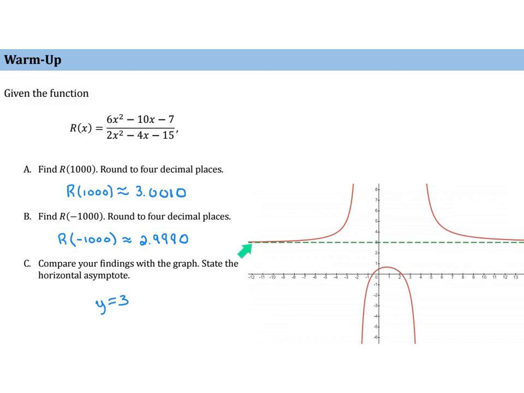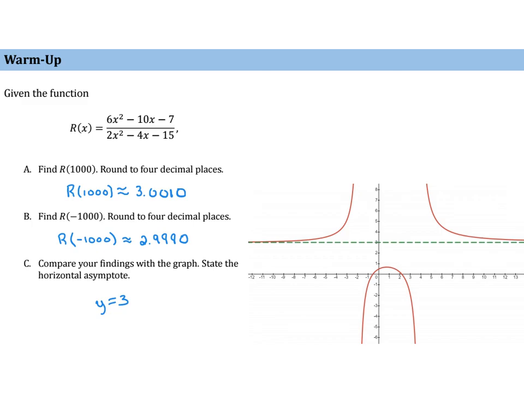So as x approaches negative infinity, as x gets more and more negative, we're approaching 3. And then likewise, as x approaches infinity, we're approaching 3. In some ways, we can think of horizontal asymptotes as describing the end behavior of our rational function, because what we're dealing with are extreme values of x, so far to the left and far to the right.